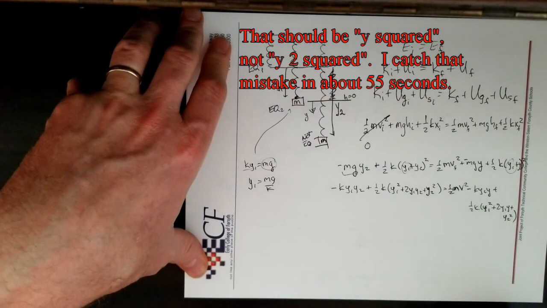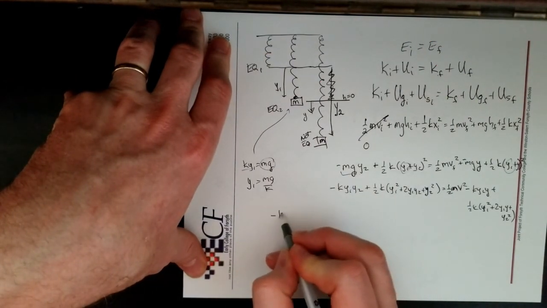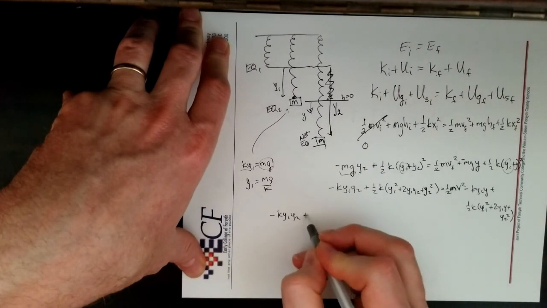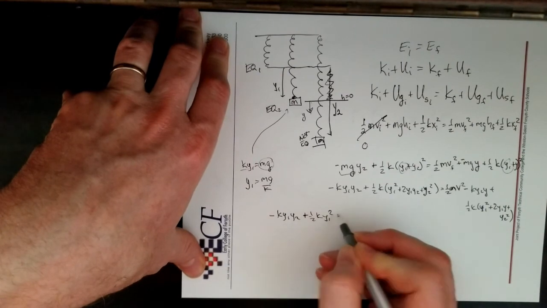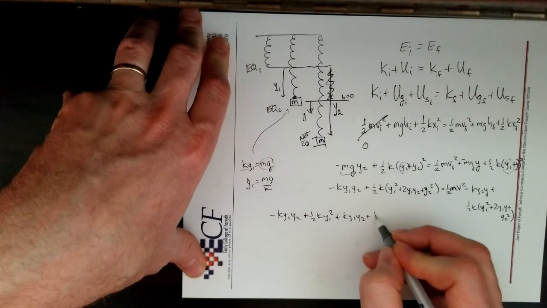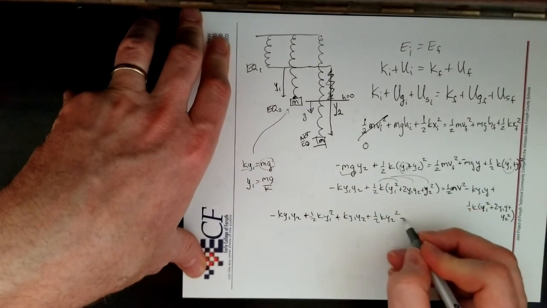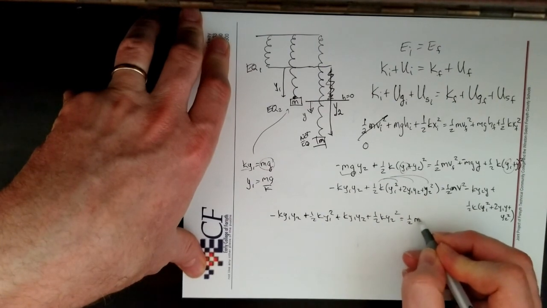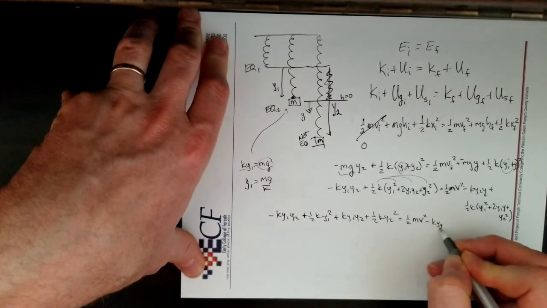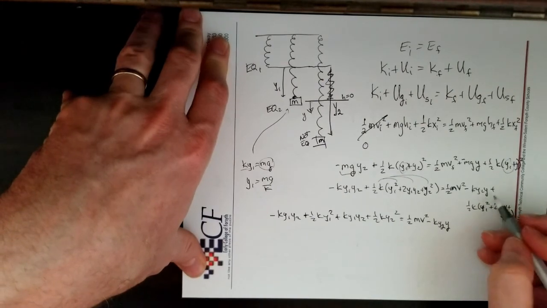Let's do some distributing here. So I have negative k y1 y2 plus 1/2 k y1 squared plus k y1 y2 plus 1/2 k y2 squared, distributing there, there, and there, equals 1/2 mv squared minus k y1 y. Let's make sure I have the correct one there.